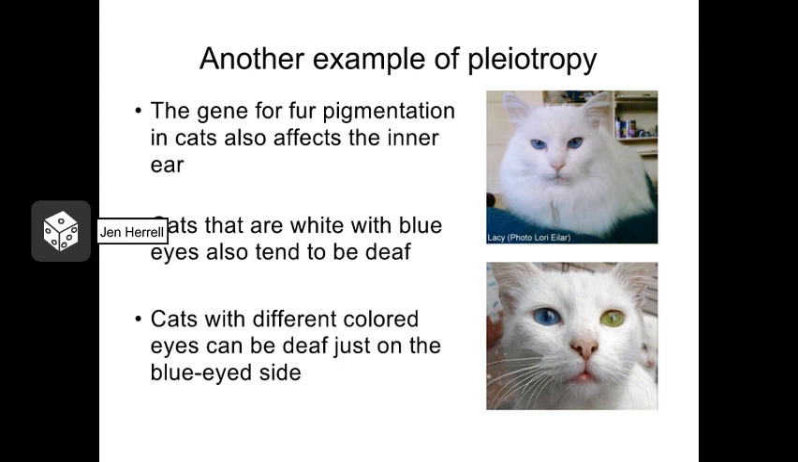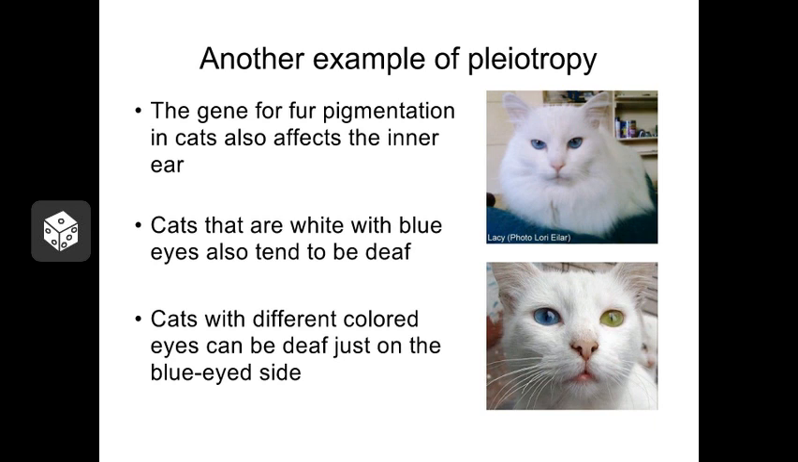Another interesting example of pleiotropy occurs in certain breeds of cats. It's not uncommon for cats with really light or pure white fur and light blue eyes to also be deaf. And sometimes you'll have a cat that has heterochromia. That means they have two different colored eyes. And on the side of the head with the blue eye, they will also be deaf in that ear. So what's the connection between fur and eye color and deafness in this breed? Well, it turns out that the gene that controls the pigment in eyes and in fur also affects the formation of the inner ear. This is a gene that has a pleiotropic effect. It affects more than one characteristic.